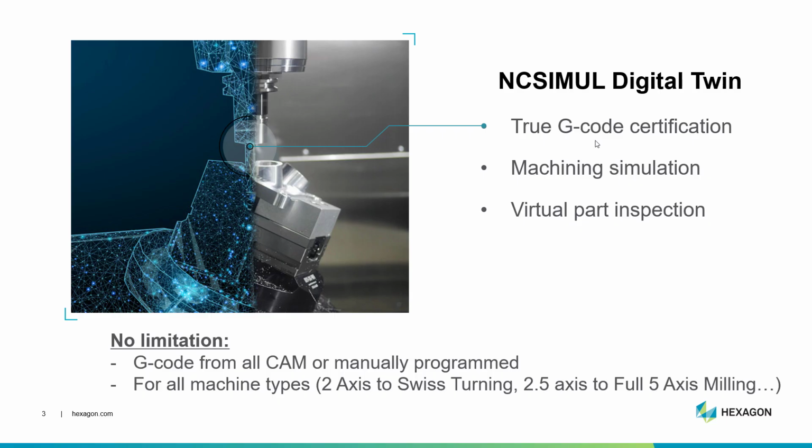So 2-axis is Swiss turning, 2.5, all the way to 5, mill-turn, and so on.